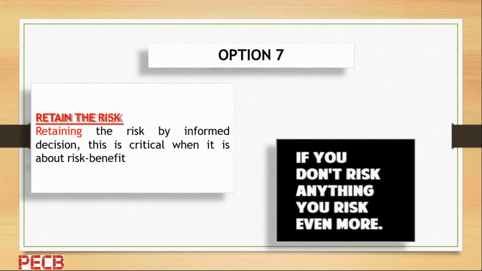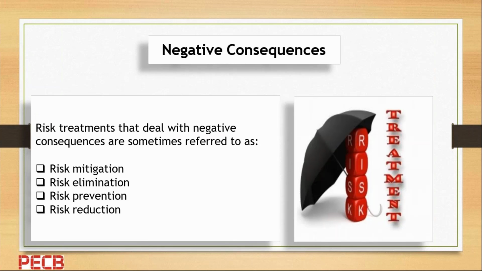You can decide which risk to avoid. You can decide which risk to transfer. You can decide which risk to actually modify the likelihood or to modify the impact. So basically, it's about knowing your risk profile and knowing your resources. So retaining the risk is based on informed decision after your risk identification and risk assessment has been done.